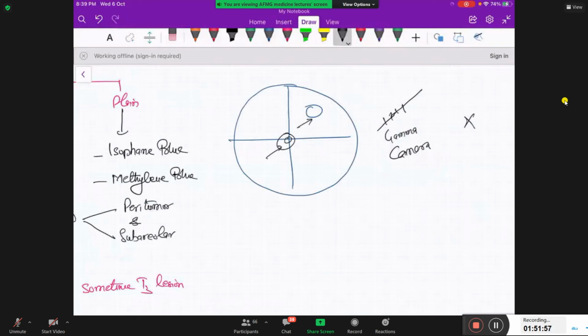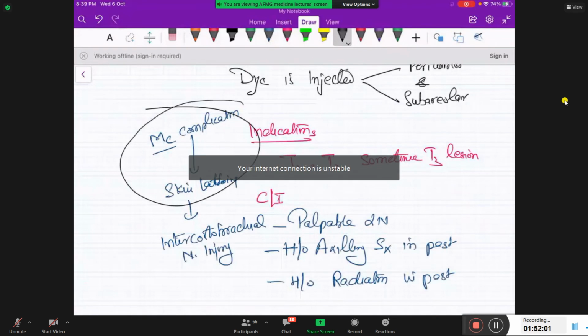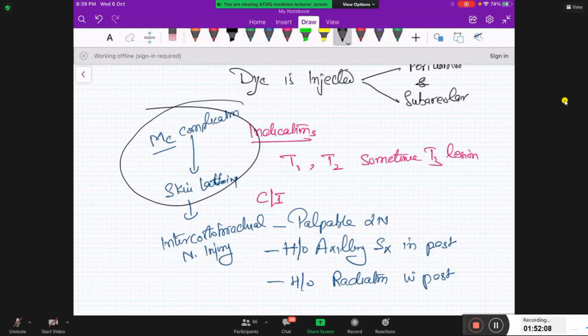Blue coloration of the skin of the side where you have injected it can occur, and you should also tell your patient that you will be passing a blue urine for some days, because this blue, methylene blue and isosulfan blue, is excreted through urine and urine gets blue.